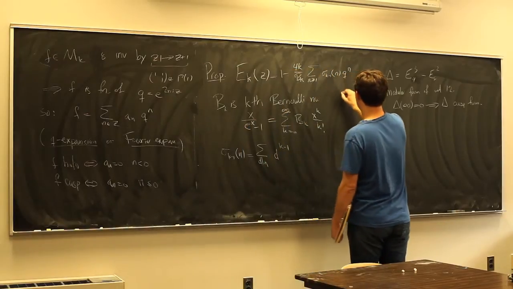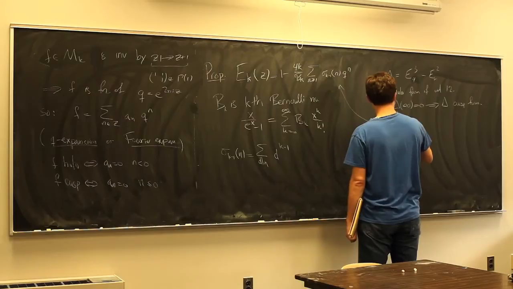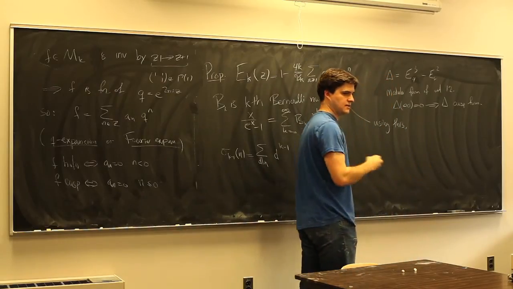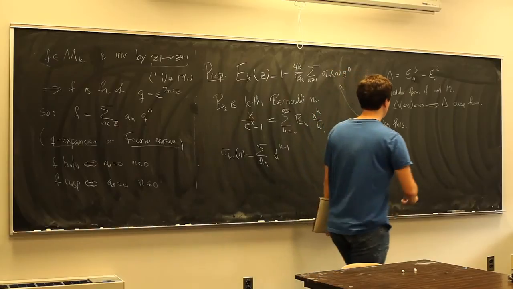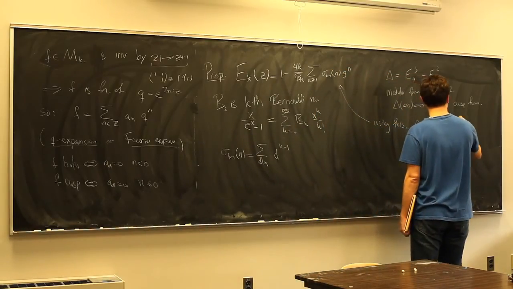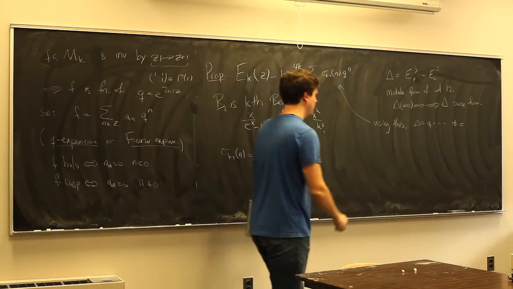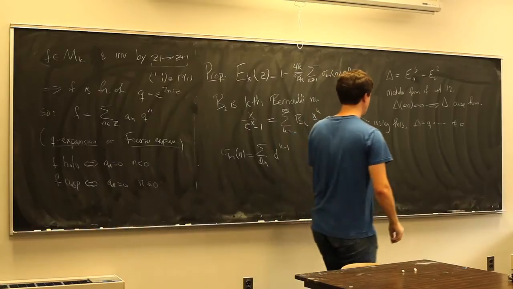So using this, you just have to look at the constant and linear terms. The constant term goes away, so look at the linear term. You see that delta is Q plus higher order terms, so it's non-zero. So this means that delta is the unique, up to scaling, cusp form of weight 12.